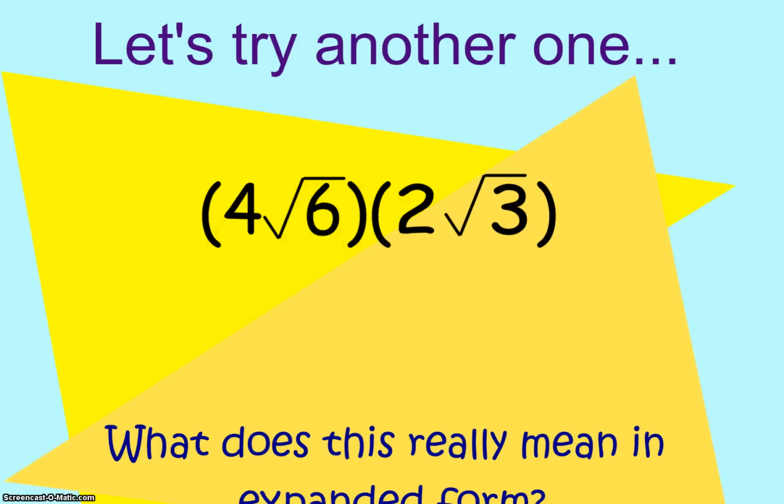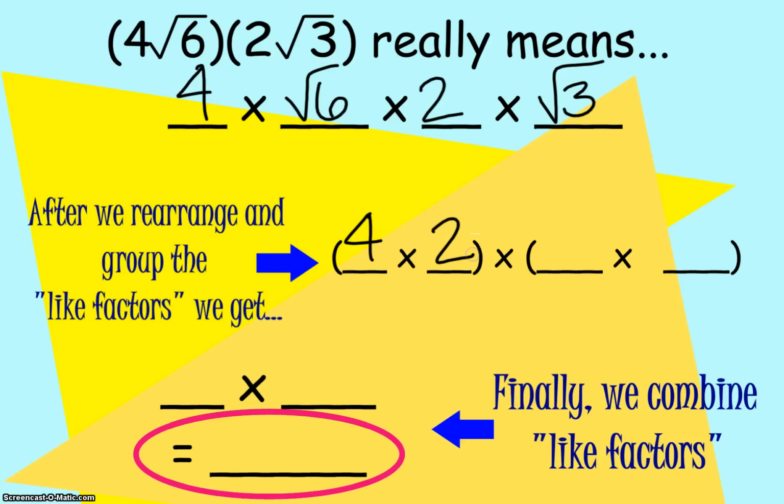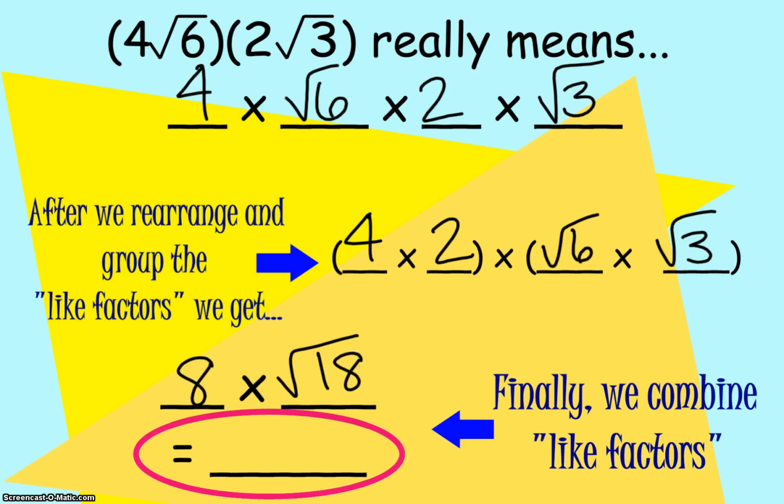All right, so let's try another one. This is an example you need to write. So what does this look like when it is expanded? It's going to be 4 times the square root of 6 times 2 square root of 3. After we rearrange and group like factors, we get 4 times 2 times square root of 6 times square root of 3. So we have 8 square root of 18.